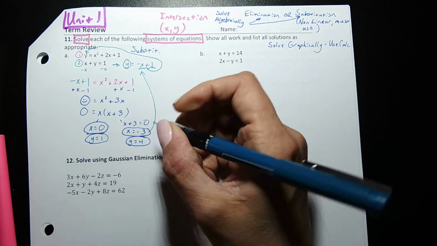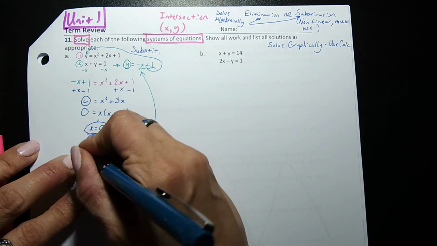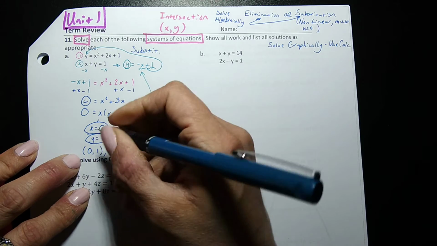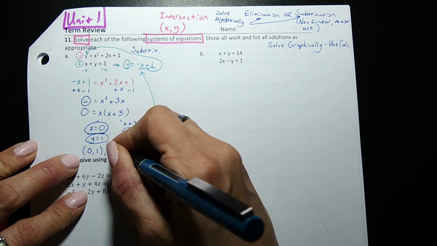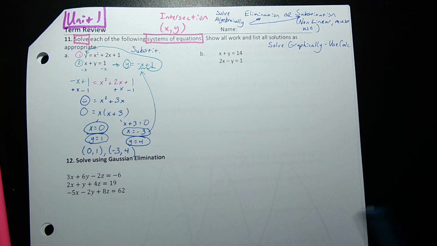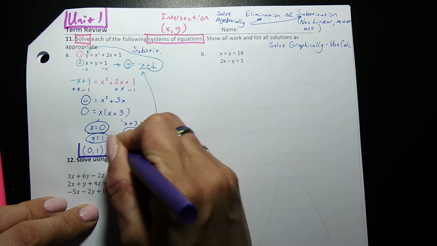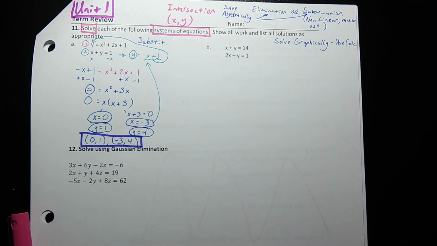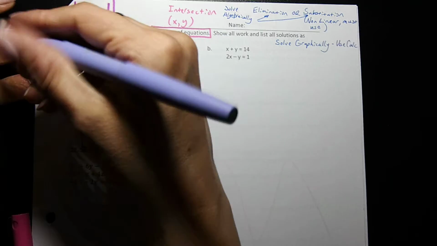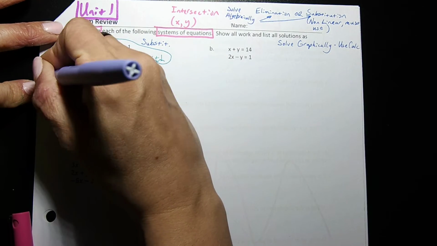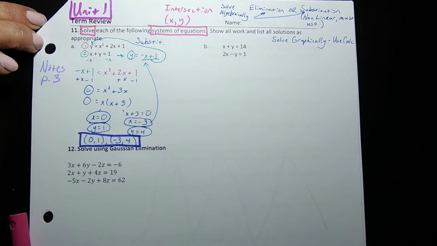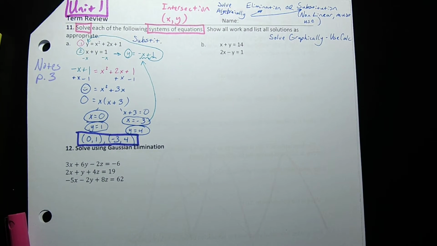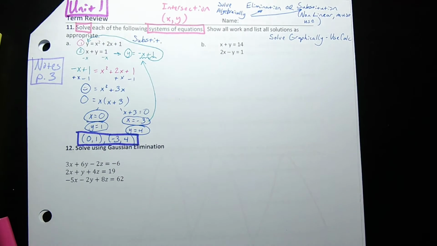So on MyMathLab, you would write these as coordinates separated by commas. I'm going to be giving you guidelines on here also about where to find things in your notes. This would be notes, page 3. So if you need extra help with nonlinear systems, this is where you will go.